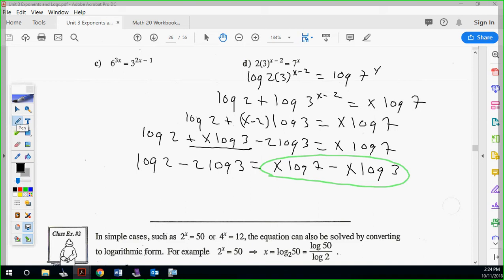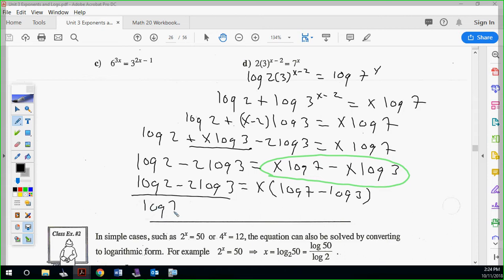So you'd have log 2, log 3, x times log 7 minus log 3. And now we're to the final spot here. We're going to go ahead and divide that over. Okay, so let's divide it over here. So this is your exact answer, and this is what you're going to calculate. You want to calculate that. Okay, any questions there?